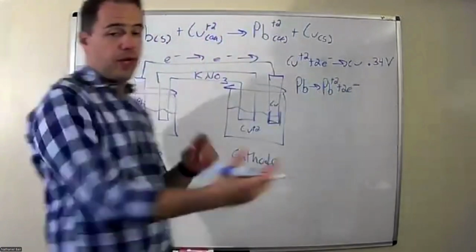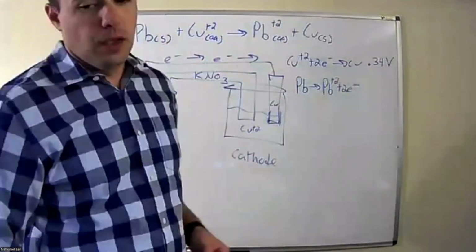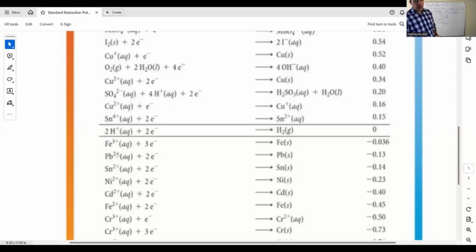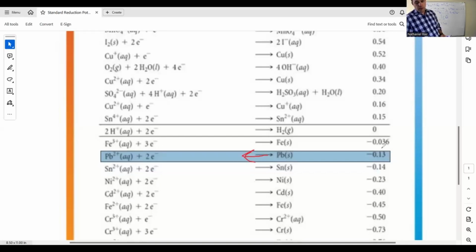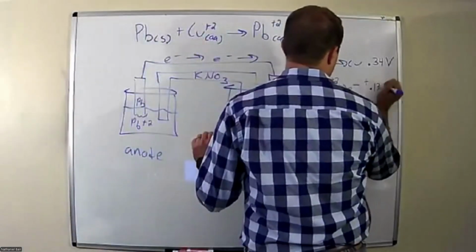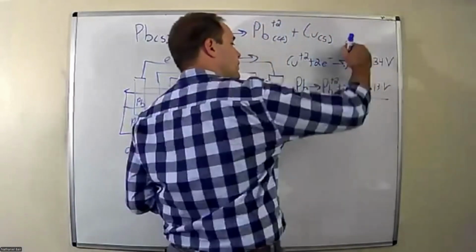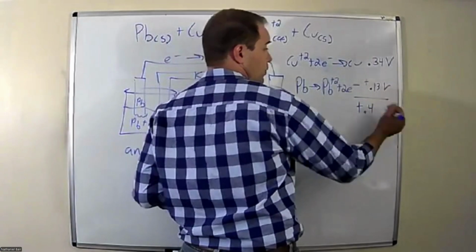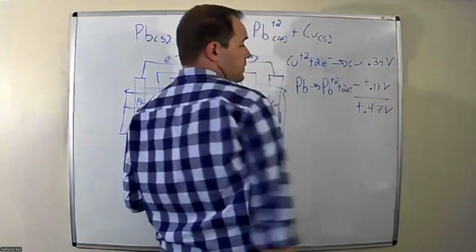Now, the lead half reaction, we're going to have to switch. So we're going to be looking for it, but it's going to be backwards. If you scour the table, right here is the lead half reaction. But we actually have this thing flipped, folks. It's going this way. So this becomes a positive 0.13 volts. Now you just add it up: 0.34 plus 0.13, that's positive 0.47 volts, right? Positive 0.47 volts.